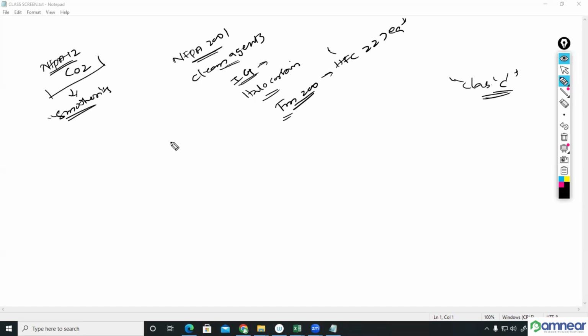So in occupied spaces, it will be difficult to use this fire extinguishing system. But if people are working within the server rooms and all, you can go for clean agents because they are not harmful for humans. Rather, inert gases will be removing the chain reaction.